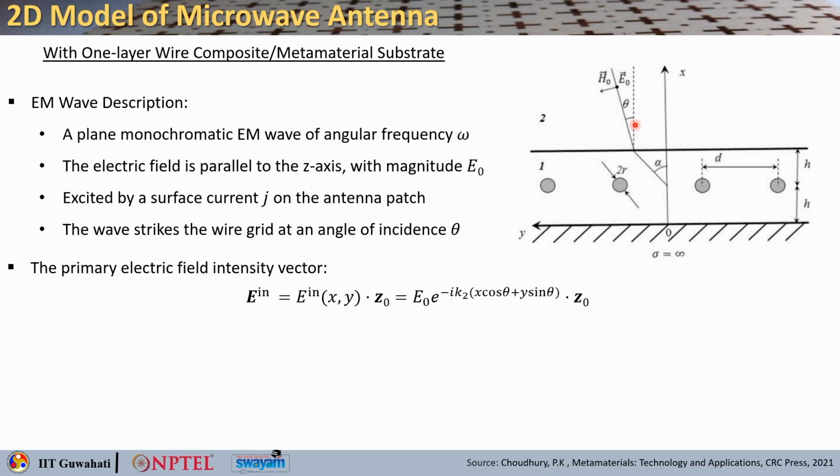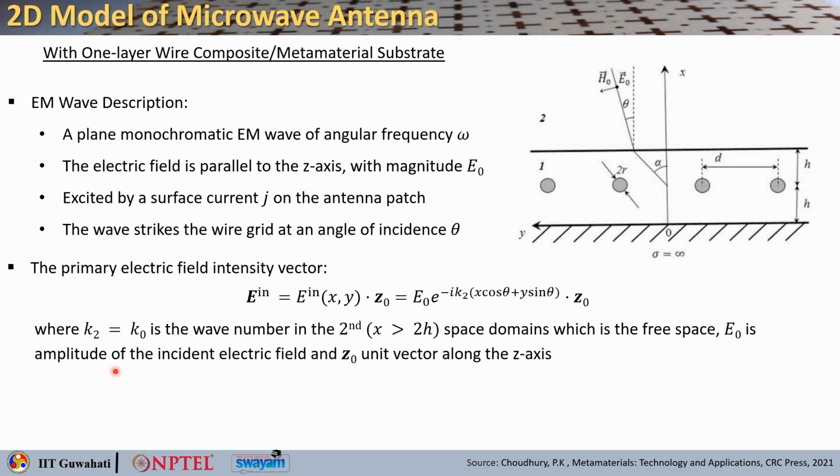After having these parameters, these are the two mediums marked 1 and 2. The primary electric field intensity vector E in can be written as a function of x, y times z naught. Currently you are in this region. E in is the incident electric field vector. You can write E naught e to the power minus i k2, where the wave number in medium 2 is used, times x cos theta plus y sin theta, times z naught.